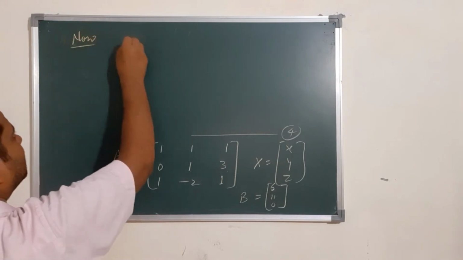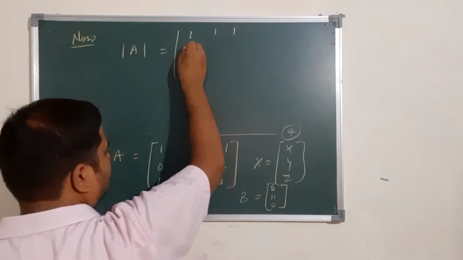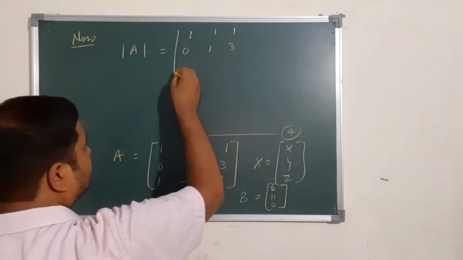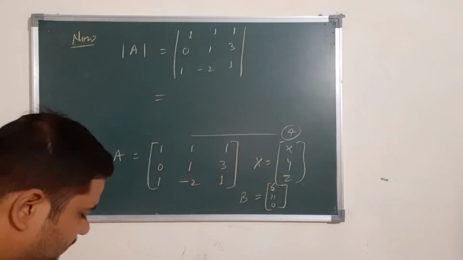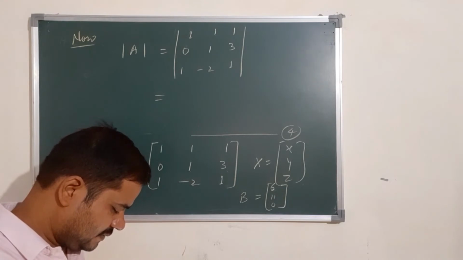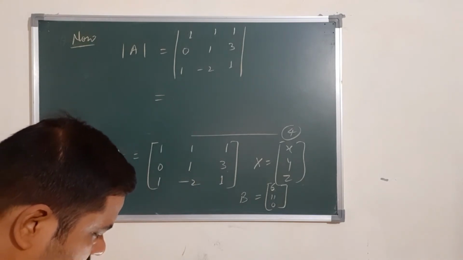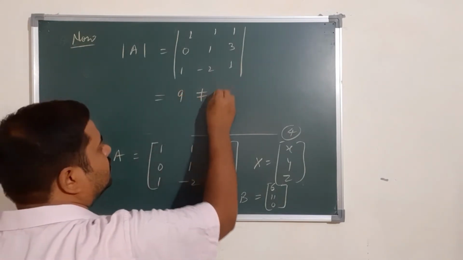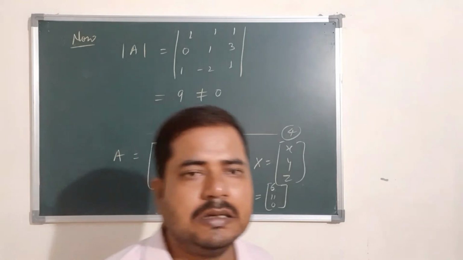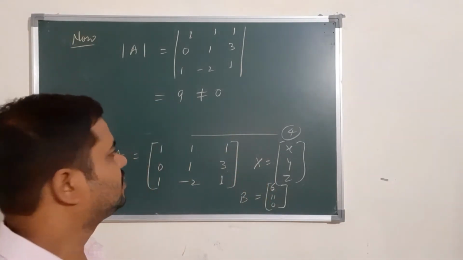Now, determinant A means the determinant of the matrix with rows 1, 1, 1; 0, 1, 3; 1, minus 2, 1. You find it. Determinant of A is equal to 9, and this does not equal 0. You expand and find it. Is the determinant of A equal to 9 or not?